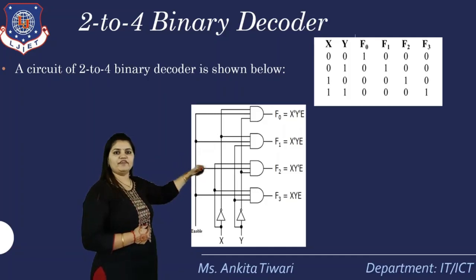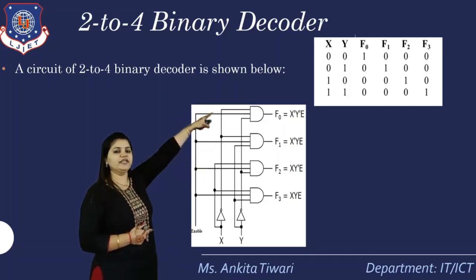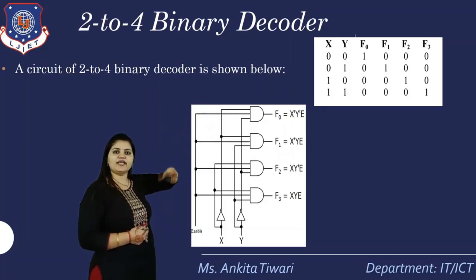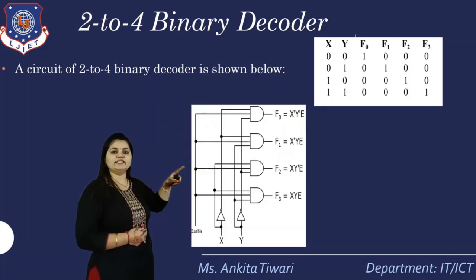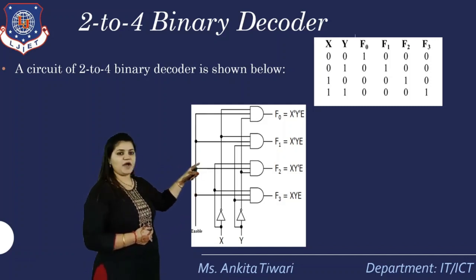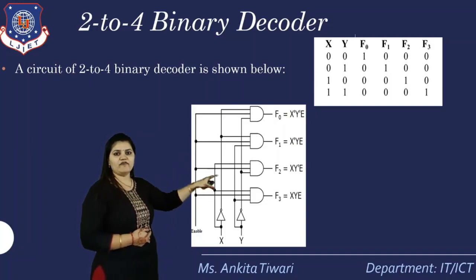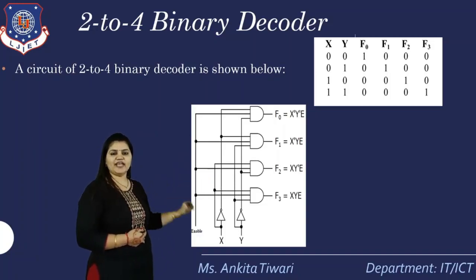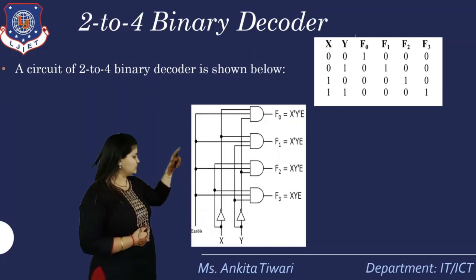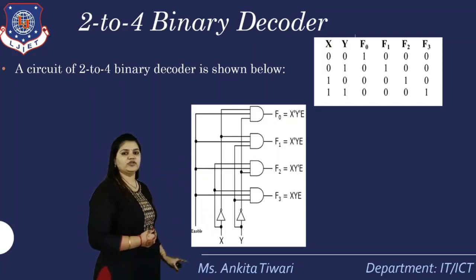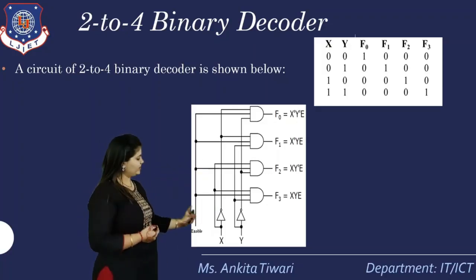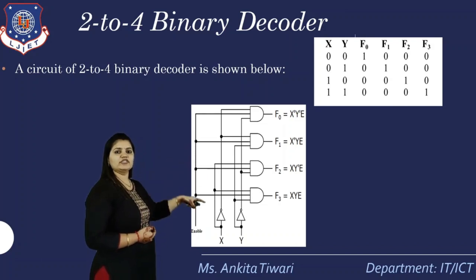It's the same thing for F1. As you can see from the F1 value in the table itself, it is 0, 1, that is X bar, Y. So here we will represent that as X bar, Y, E. The same thing for F2, X, Y bar, E, and the last one X, Y and E. So this is the circuit diagram where you can see the 2 inputs X and Y; all the values are based on these.